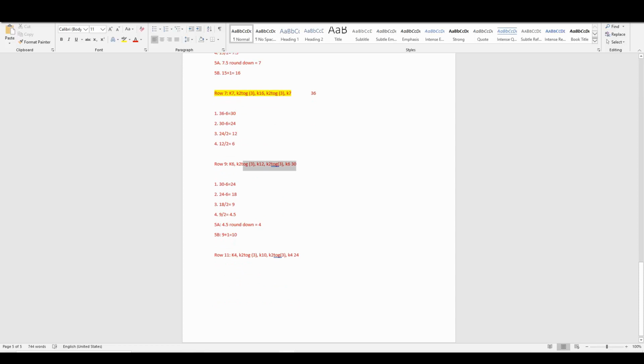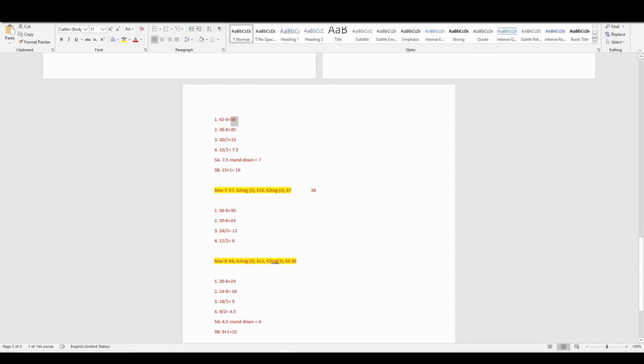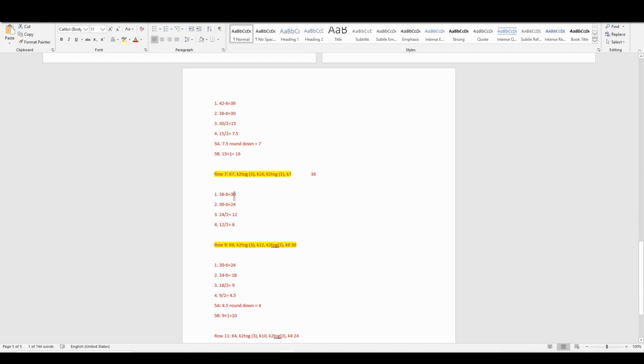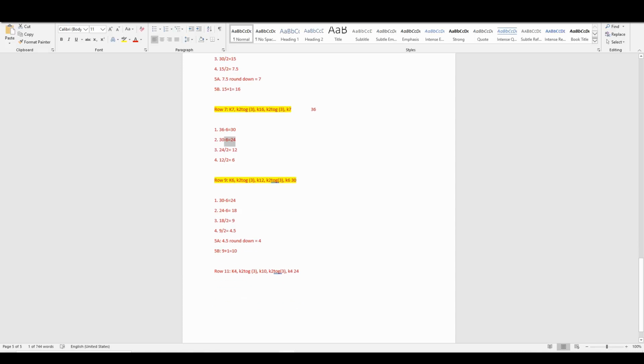Now let's do row 9. Row 9, it'll be the same thing. We're going to take our new G. Our new G was 36 from the previous row. 36 minus 6 equals 30. 30 minus 6 equals 24. 24 divided by 2 is 12. 12 divided by 2 is 6. And then, because 6 is not a decimal, you leave it. We're done. We have all the numbers we need. Apply it to the row. Row 9 equals knit 6, knit 2 together, Z. Z was 3. Knit 12, knit 2 together, Z. Z was 3. Knit 6. If you add it all up, it equals 30.